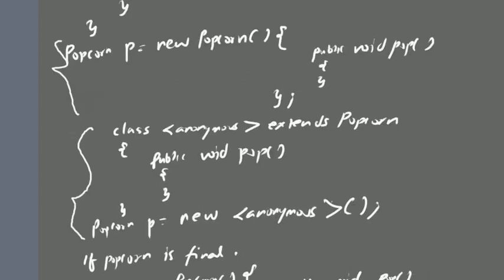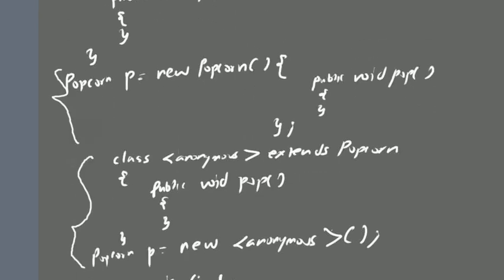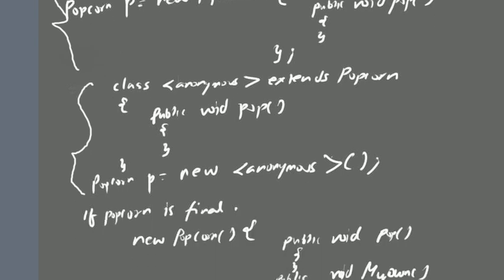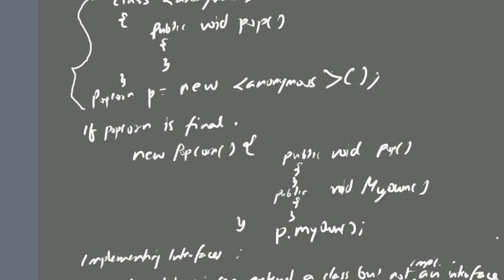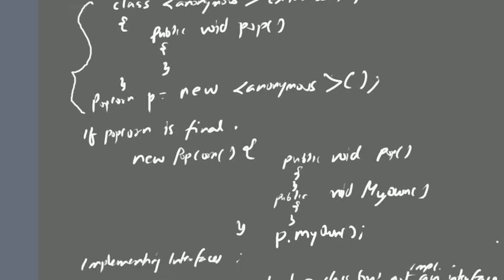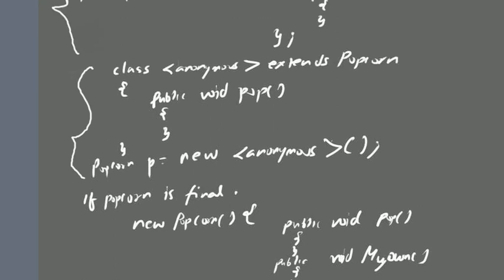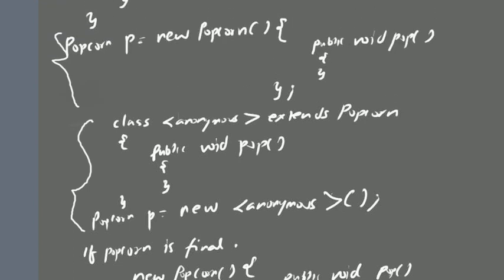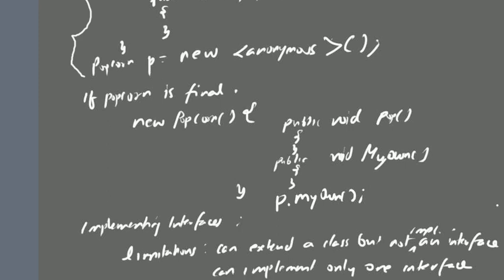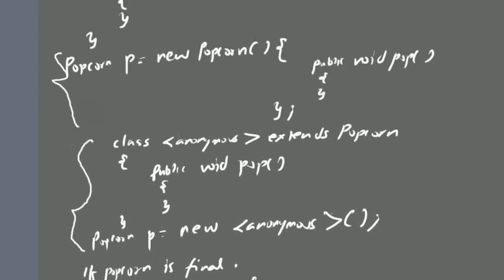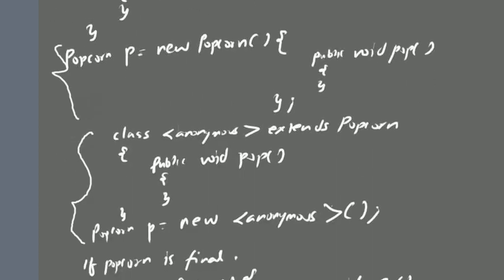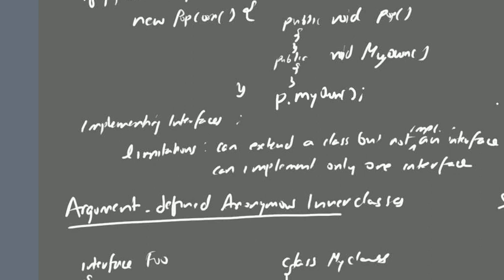Now say if Popcorn was a final class, you certainly cannot do that because you cannot extend Popcorn. And one more thing: say you were to create your own method, myOwn, it's just like having a myOwn method within the anonymous class. There's no way you can access myOwn using Popcorn's reference p, because when you do this, the compiler goes and sees, well, let me see if I have myOwn in Popcorn. Well, it doesn't, so it throws an error. So that's one flavor of anonymous inner classes, in which you can subclass an existing class.